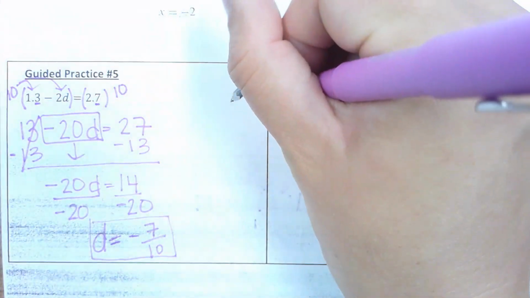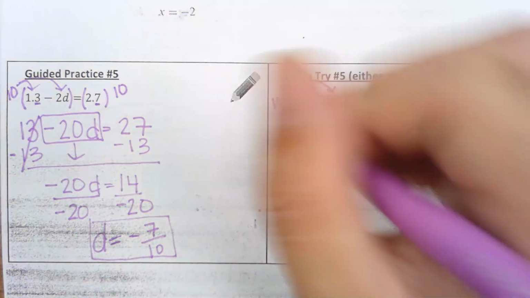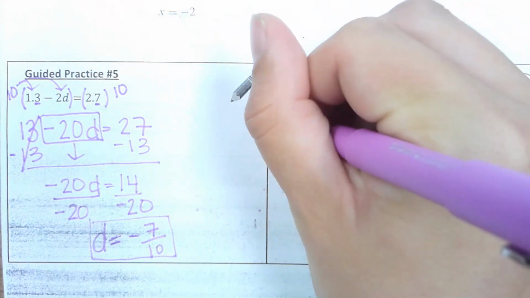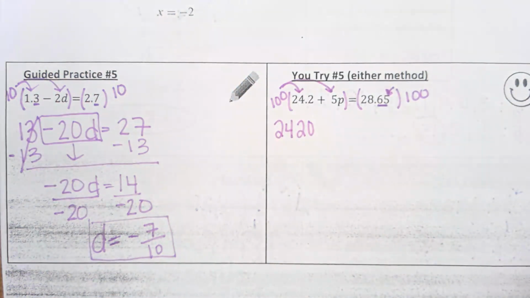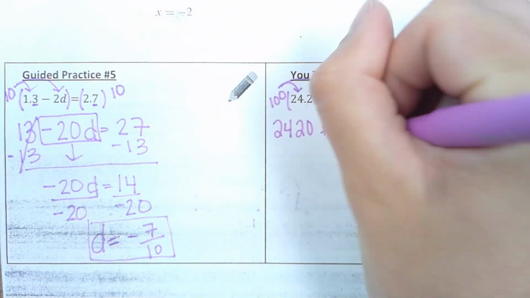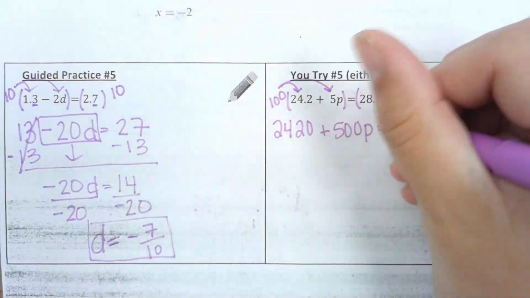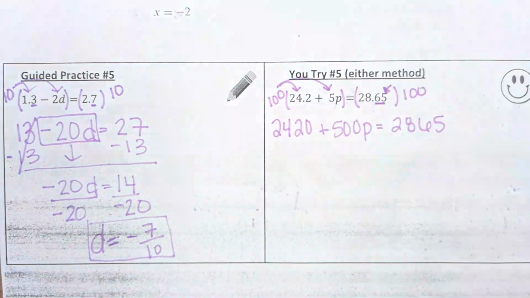So you're going to do the distributive property. You're going to take that 100 times the 24.2, and that will become 2,420. 100 times your 5p will be 500p. And then your 28.65 times 100 is 2,865.